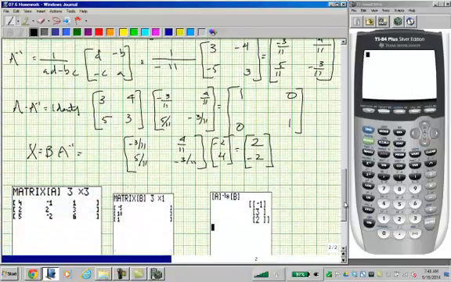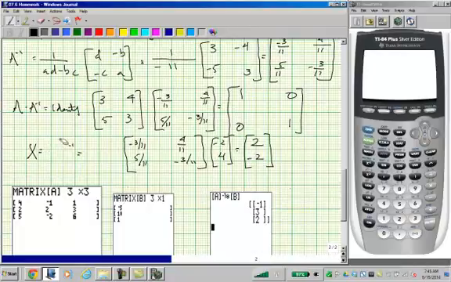So just to check, you don't have to always do this, that I do have an inverse matrix, I multiply A by the inverse, and I get the identity matrix. So X is going to equal B times the inverse. I'm sorry, the inverse times B. Okay. And I get 2, negative 2.